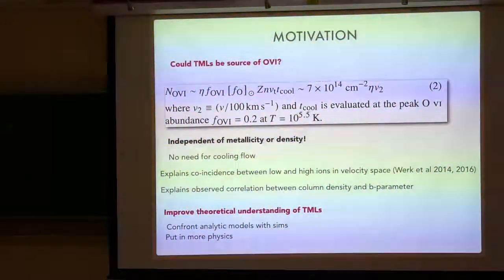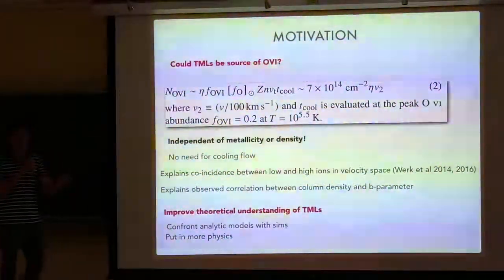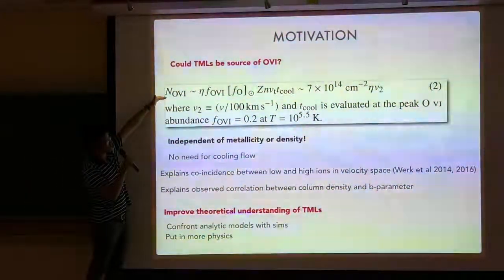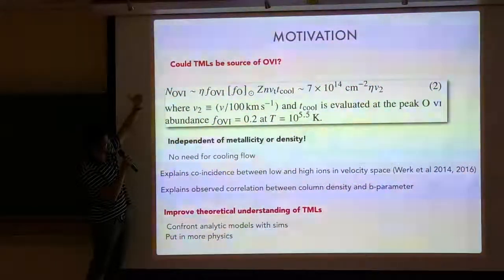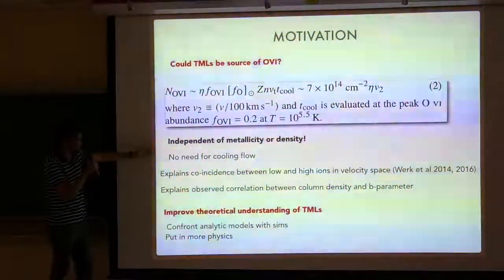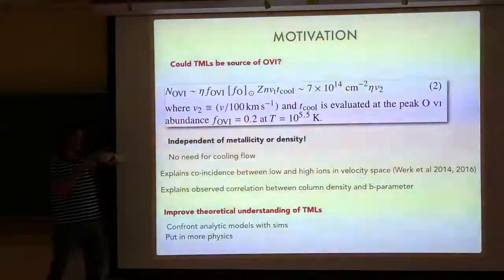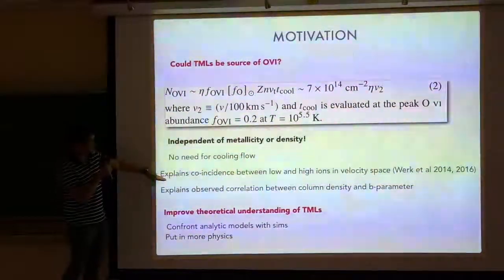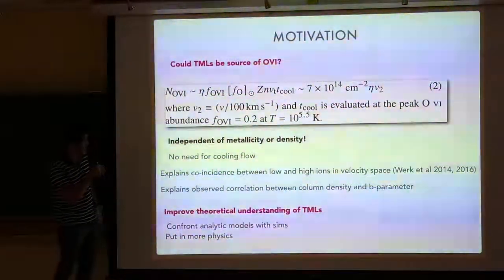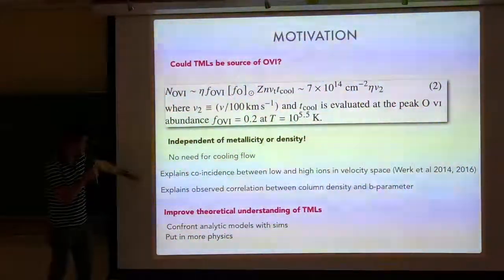But okay, so there are two things. One is, could they be the source of O6? Turbulent mixing layers produce 10 to the 5 K gas. That's kind of ideal temperature, right? You do an order of magnitude estimate from the Begelman and Fabian paper I mentioned, and it looks good. Then you don't need a cooling flow or something like that to produce this gas, and because you're going to have a range of temperatures, this could potentially explain some of the coincidence between low and high ions in velocity space that Jess talked about, and perhaps an observed correlation between column density and B parameter.